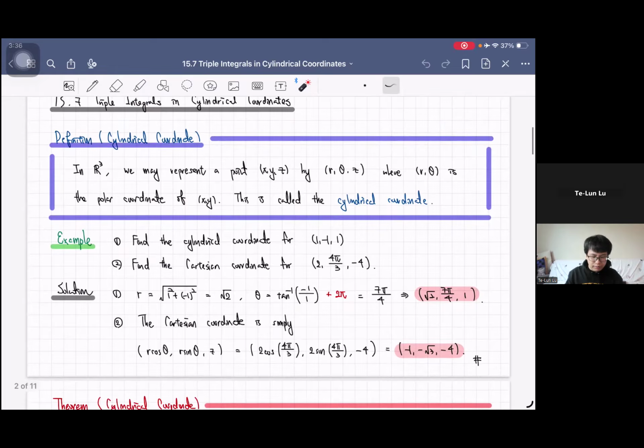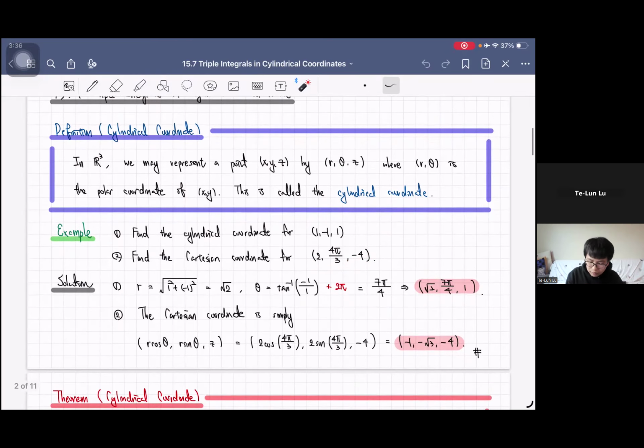Okay, so always after an introduction of integration, we should try some examples. So first of all, let us translate this point 1, minus 1, 1 in Cartesian coordinates back to cylindrical coordinates. And we translate this point 2, 4 pi over 3, minus 4 to Cartesian coordinates. Basically, to change into the polar coordinate in the first two variables, you can do 1 squared plus minus 1 squared and take a square root, right? That's the radius in terms of this figure.